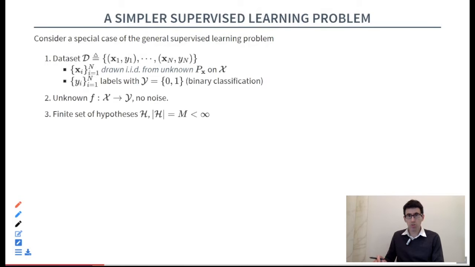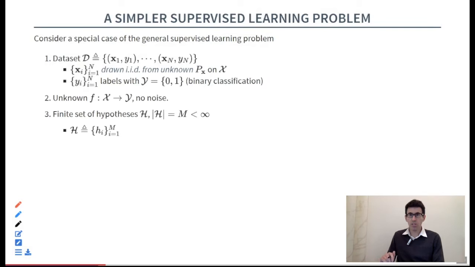We're also going to assume that the class of hypotheses we're looking at is finite. What that means is that the cardinality of H, the hypothesis class that we use to come up with models that can explain the unknown function f, is finite, and I call it capital M.